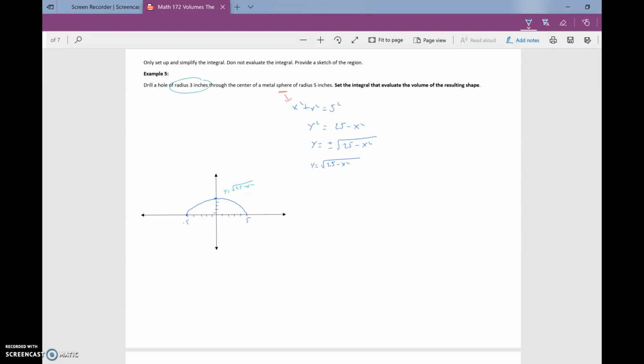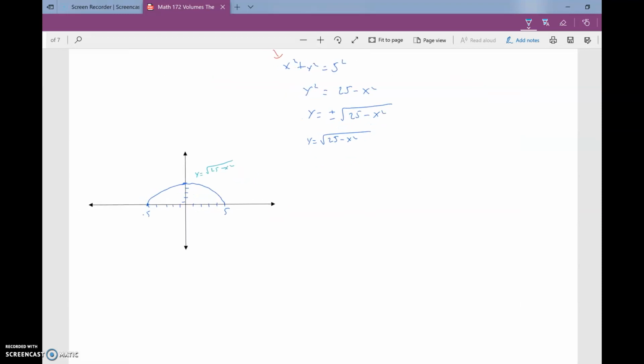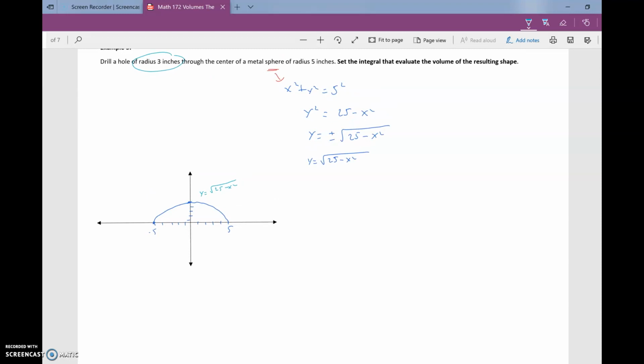The other portion that is a matter of interpretation is this hole that is being drawn. It doesn't mention if it's parallel to the x or the y axis. In this case, I'm just going to put it parallel to the x axis, so 1, 2, and 3. This is the line y is equal to 3. So this is the region that we're actually going to be revolving.